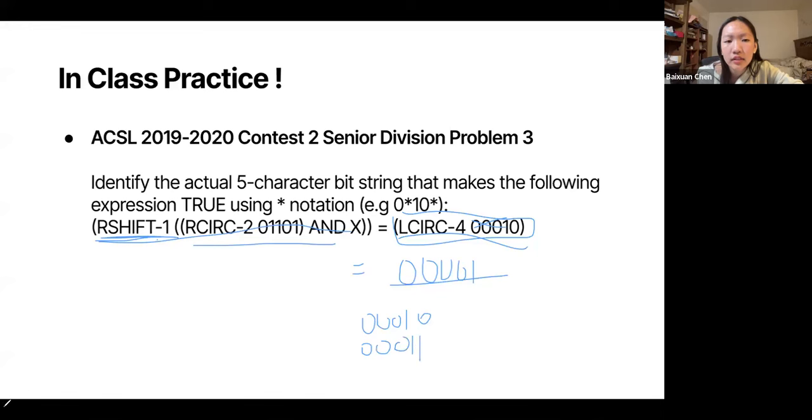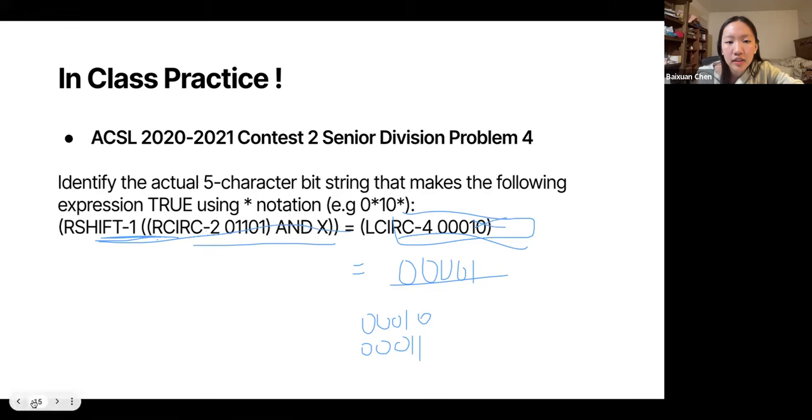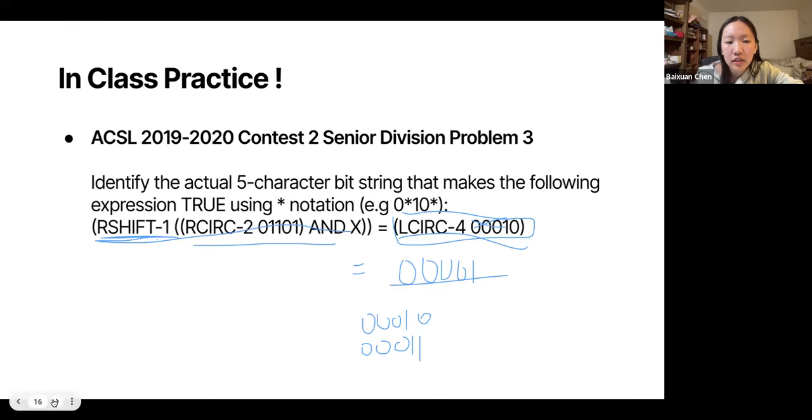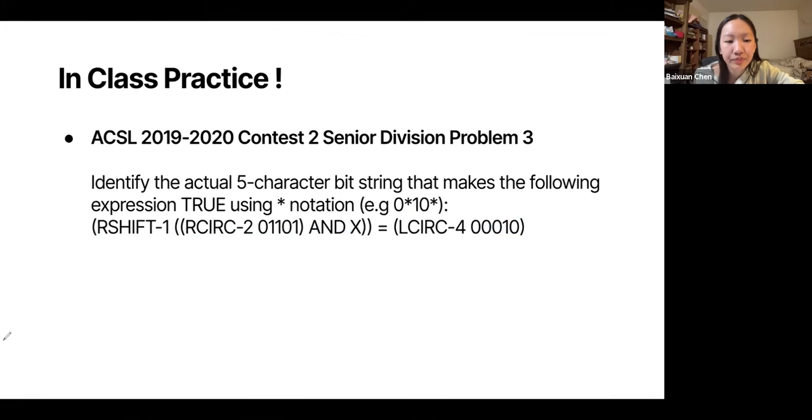I think this one is the same. Yeah, this one is okay. This one is the same problem. So let's keep going. Sorry.